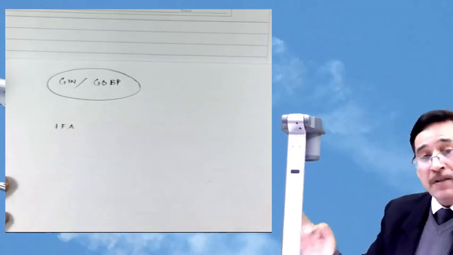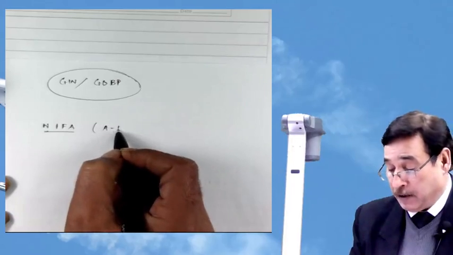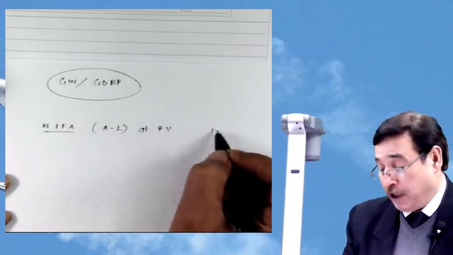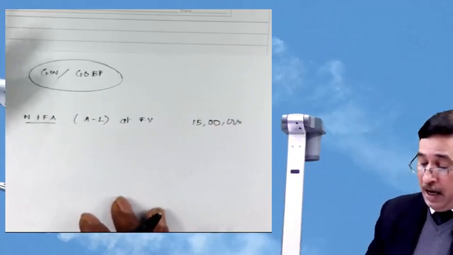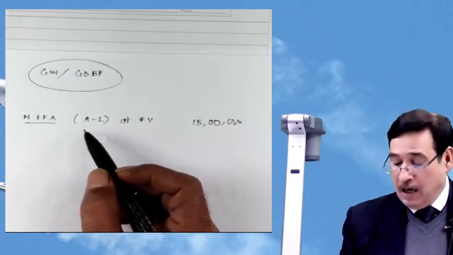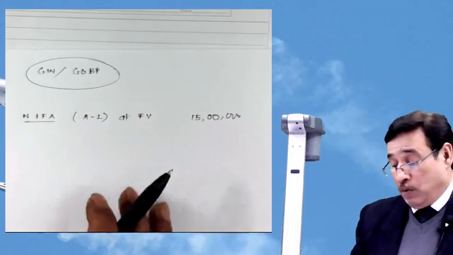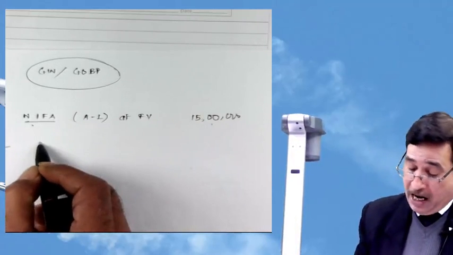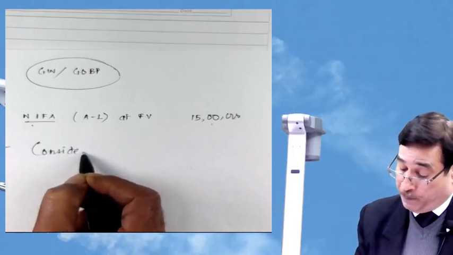I acquire a business. Net identifiable assets, meaning assets less liabilities at fair value, is equal to 15 lakhs. I acquired the business of an entity and assumed assets and liabilities, and their net fair value is 15 lakh. Correct? So it means I am acquiring net identifiable assets. Then I will write here consideration. How much consideration am I paying?